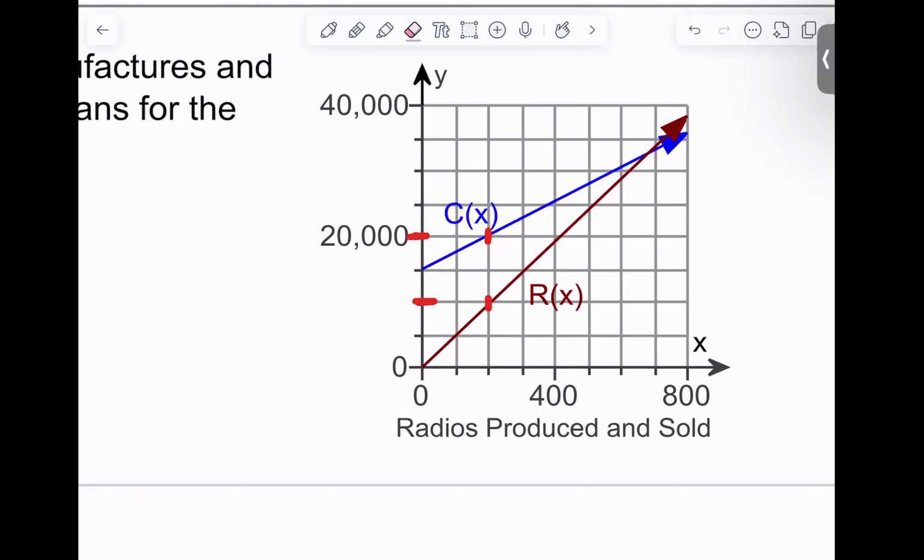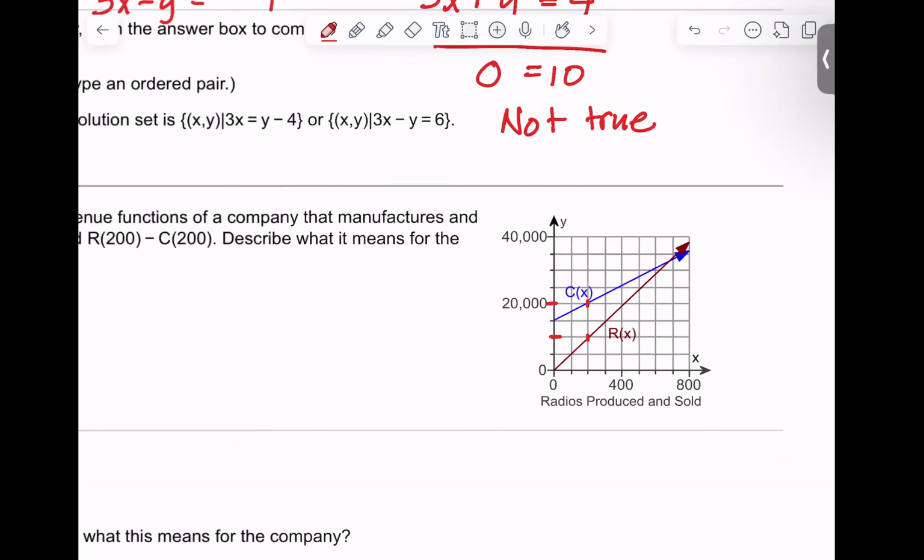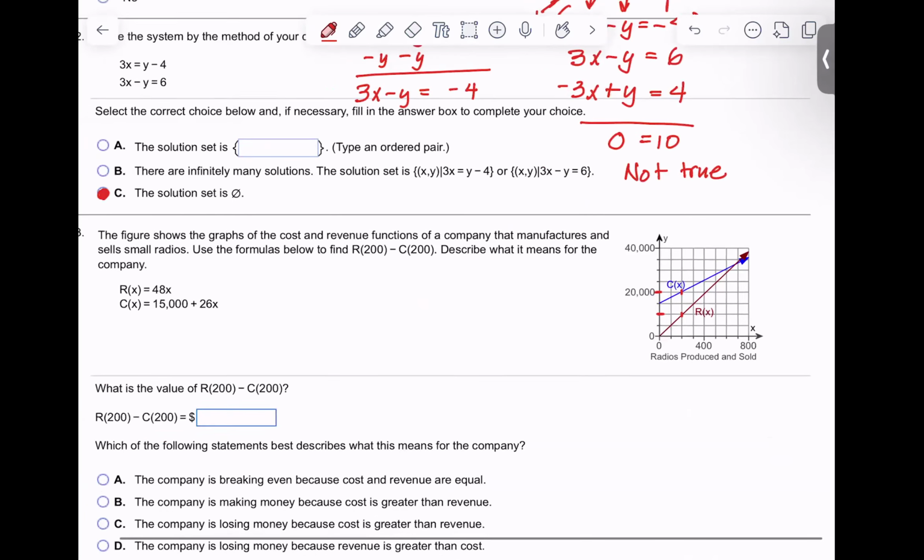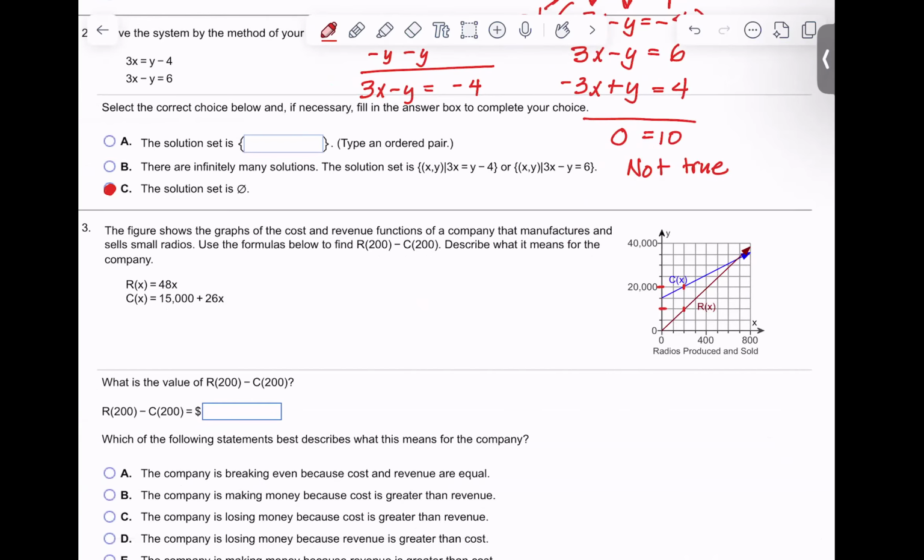Now I'm going to use the formulas, the definition of the functions, to find the exact value. But I do know revenue is below cost. So I am losing money. My profit is negative. All right, so I got that figured out. So now let's go evaluate these two functions.